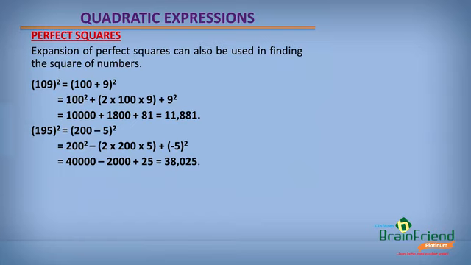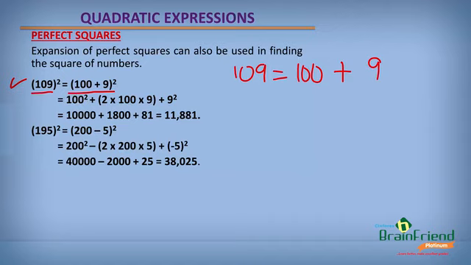Now, expansion of perfect squares can also be used in finding the square of numbers. So let's take our first example here. We're asked to find the square of 109. If we do not have a calculator to punch this, we can simply use perfect squares to solve for the square of 109, knowing that 109 is the same thing as 100 plus 9. Right? So this is what we have here. 109 squared is the same thing as (100 plus 9) all squared.